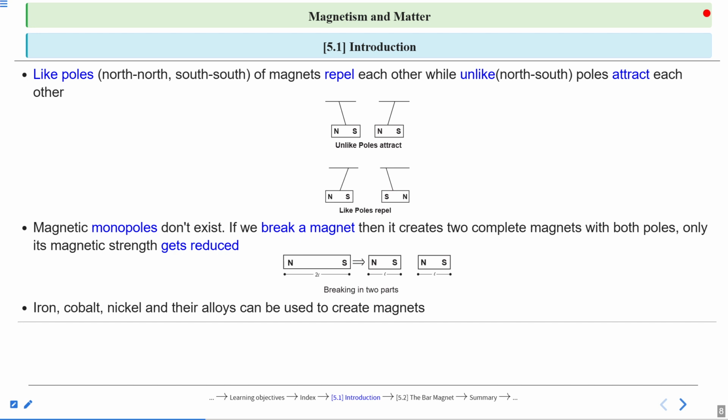Electromagnets retain their magnetism only while current is flowing through them. But permanent magnets, even if we remove the current, will remain magnetized. They will show magnetic properties even after the removal of current. You can see permanent magnets in your houses also. They retain their magnetic properties. So iron, cobalt and nickel and their alloys can be used to create magnets.